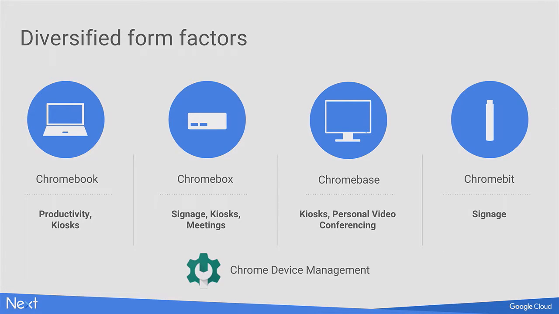Chrome devices come in multiple form factors. We have the Chromebooks, which are the laptops. We have Chromeboxes, which are the mini desktops. Chromebase, which is the all-in-one. And also the Chromebit, which is a small stick you can attach to your monitor to create a digital sign very cost-effectively. Depending on your application, you can choose the right form factor for your business. And all of these devices can be managed from the same Chrome device management console.